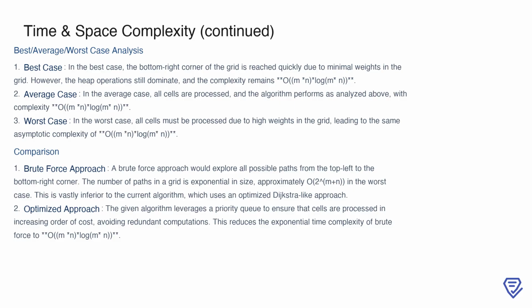To put this into perspective, a brute force approach would involve exploring all possible paths through the grid, which would result in an exponential time complexity of approximately O(2^(m+n)). This is a significant improvement over brute force, as the current algorithm uses a priority queue to process cells in increasing order of cost, avoiding redundant computations and reducing the exponential runtime to O(m*n log m*n).